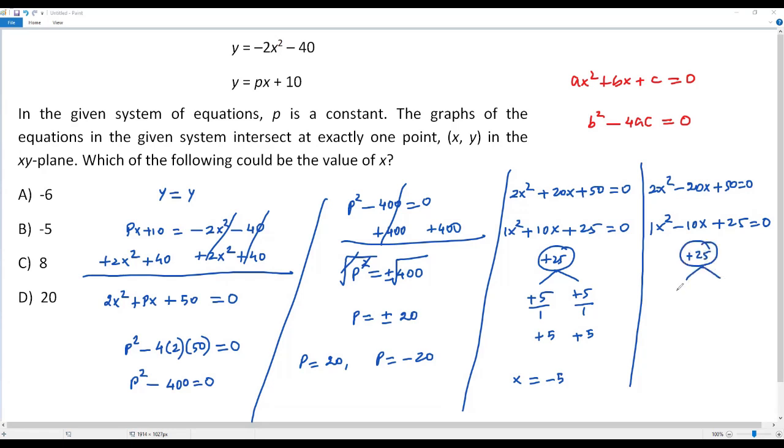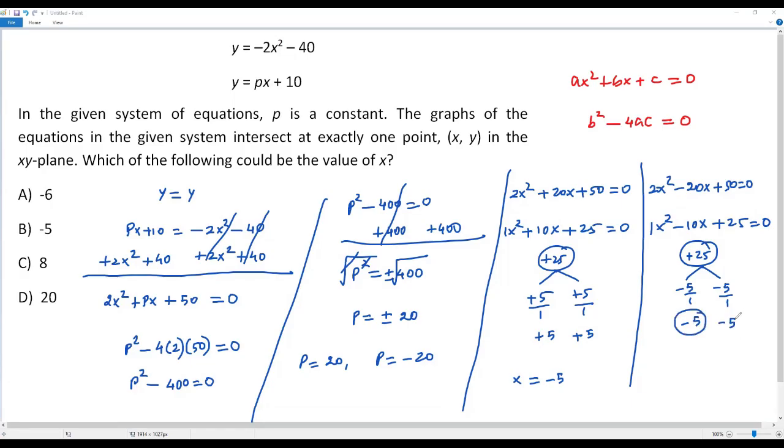Okay, now we have to get two factors so that the product equals positive 25 and the sum of the two factors equals the coefficient of x, that is negative 10. Then we get negative 5 and negative 5. When we multiply negative 5 and negative 5, I'm getting positive 25. When we add them, we get negative 10. That's the coefficient of x. Further, we have to divide both the factors by the coefficient of x square, 1. Then we get negative 5, negative 5.